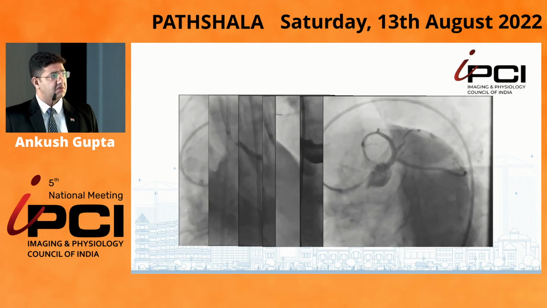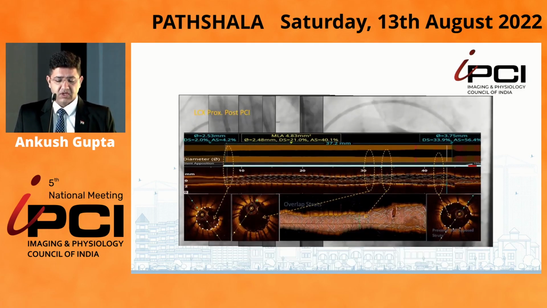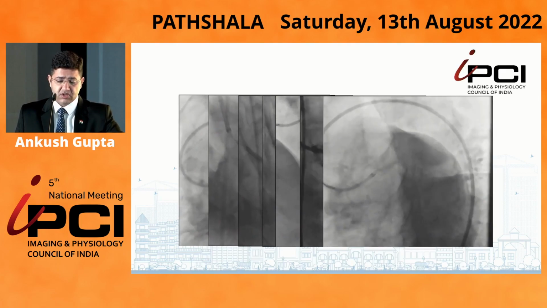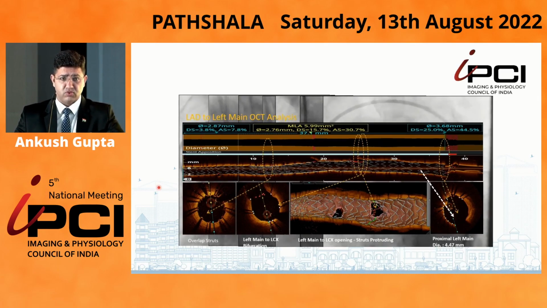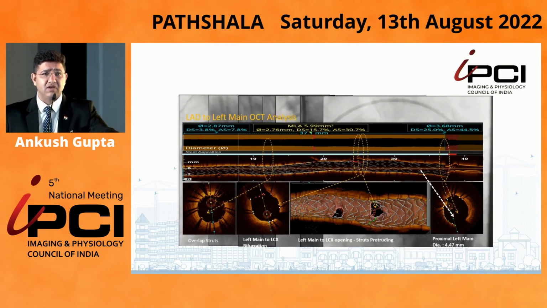When we did OCT, we saw in the LCX the stent was well apposed. There was no edge dissection. Expansion was good. Then in the left main to LAD run, we saw that the stent was well expanded, well apposed, but there were stent struts hanging across the side branch ostium. So I must admit that at that time in 2018, we missed this. We didn't have 3D reconstruction at that time.